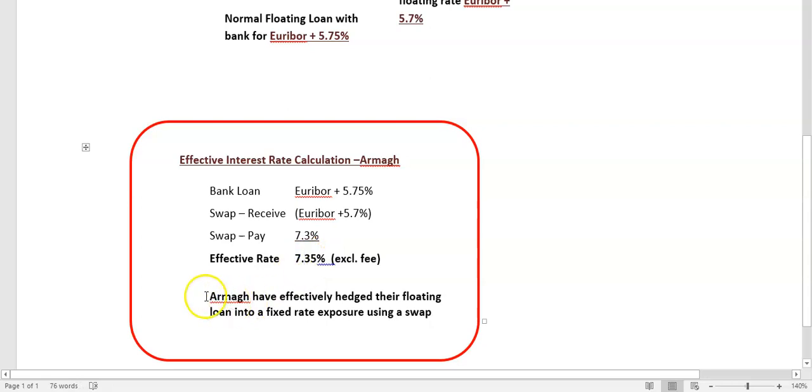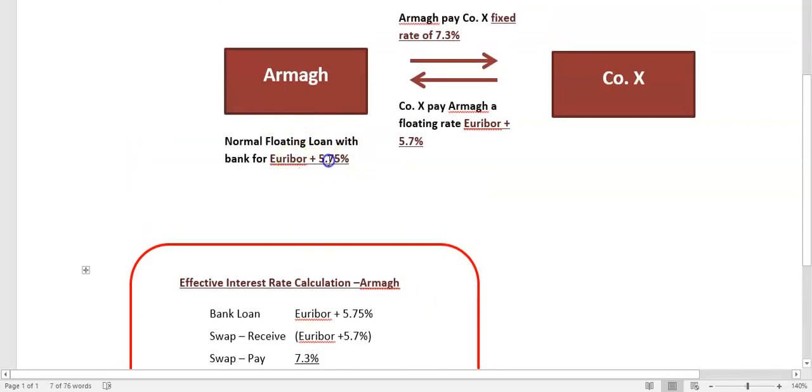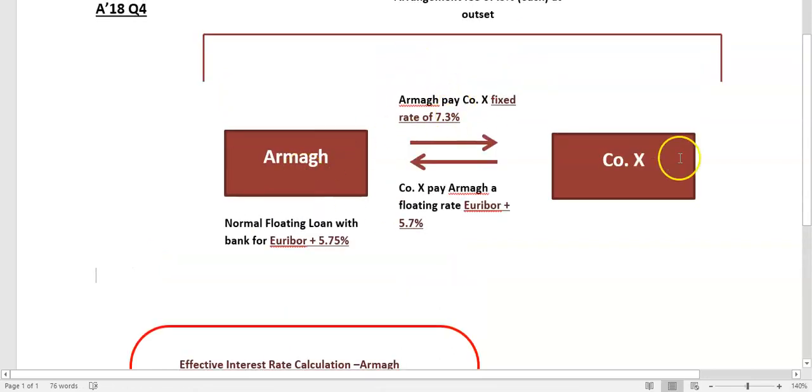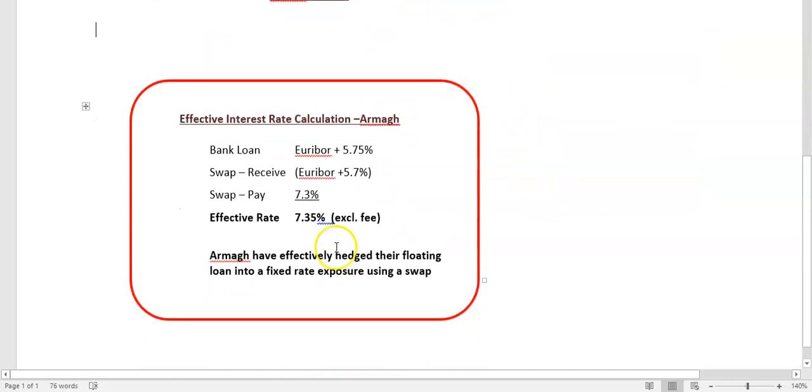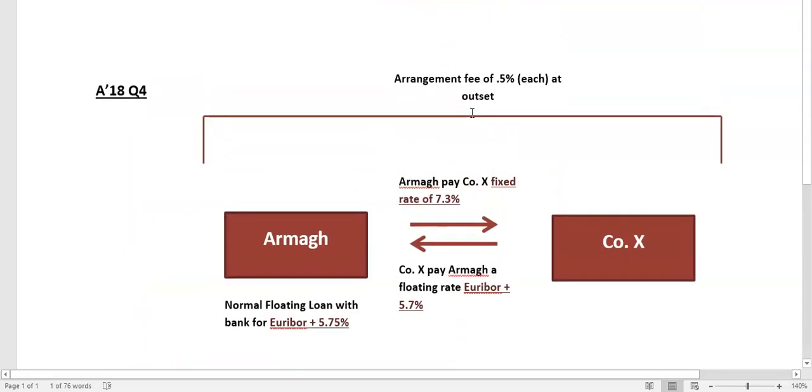So essentially what happened is Armagh have hedged their floating rate loan. So they had a floating rate loan, so as interest rates went up, they pay more interest. But by entering into this swap, they swapped a fixed rate payment for a floating rate payment. They've created an effective fixed rate. So no matter where your Euribor goes now, it cancels out and they'll always pay 7.35%. So I think that's the best way to approach interest rate swaps, is to draw them out. Makes it a lot easier to understand where things are coming from.